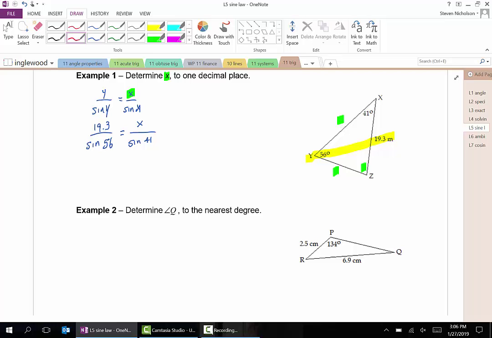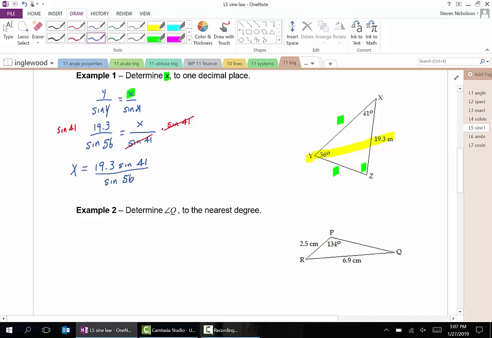And if you wanted to change sine 56 and sine 41 into a number, it'll be a nasty decimal, you can go right ahead. But again, I think we can go ahead and multiply both sides by the sine of 41. And I don't know what the sine of 41 is, but they cancel each other out. And here's what we have left over. We have x is equal to 19.3 times the sine of 41 all over the sine of 56.